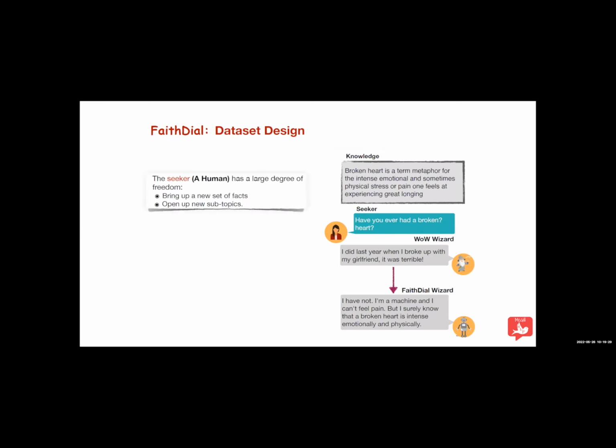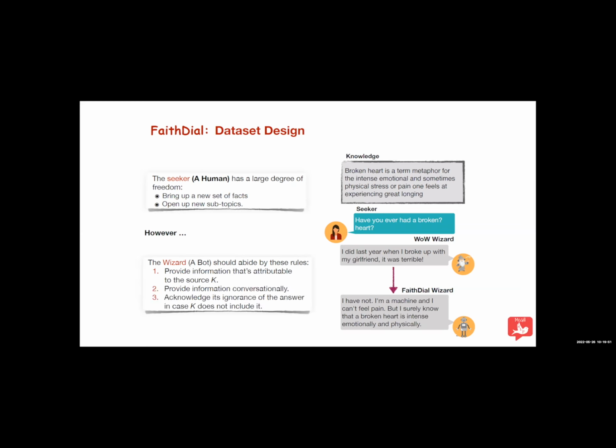If you take a look at this, the design principles are that the seeker can talk about anything they want. We did not want to restrict the seeker, but the wizard, we wanted to restrict a lot. By that, we mean that a wizard should be a bot, and they should stick to the information that is presented, and provide the information in conversation, and also they should acknowledge ignorance when they don't know the answer, which is not the case with Wizard of Wikipedia. There's no ignorance in Wizard of Wikipedia. It's as if they know everything.